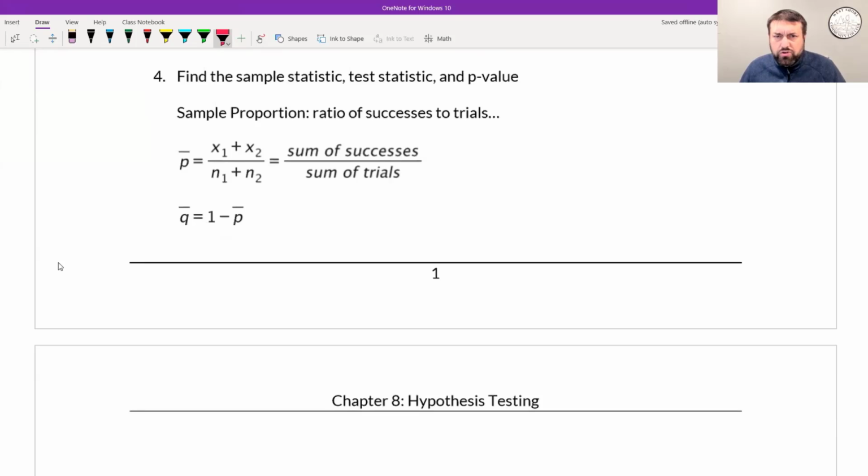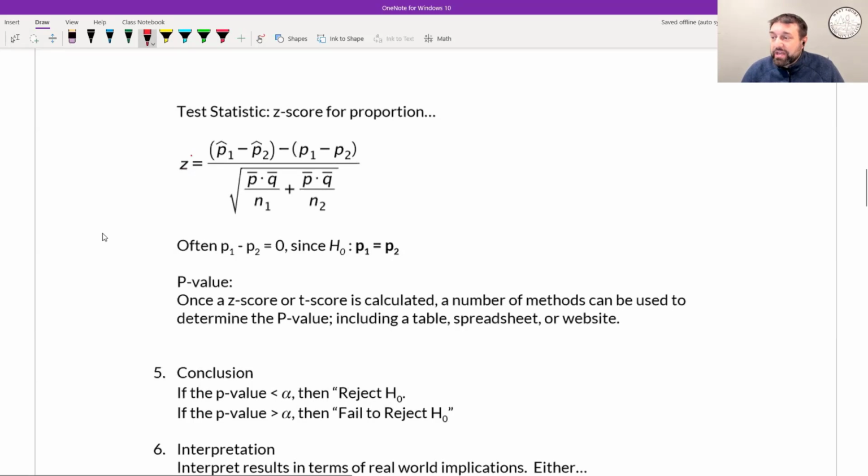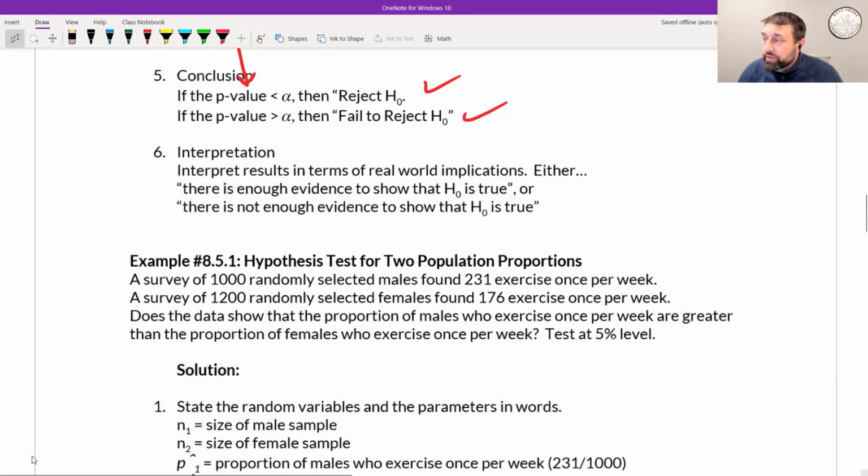So how do you find this new value called P bar? Well, you take the sum of the successes and divide it by the sum of the trials. That'll give you P bar. To find Q bar, you just subtract P bar from 1. So it's a complement, sort of an idea we've seen before. You then take these values and you get a Z-score by doing this. So you plug in these numbers, you get a Z-score. From that Z-score, you will then find a P value, area under the tail, where the target is that Z-score. Once you have that, you compare it to the threshold and you either reject or you fail to reject the null hypothesis.